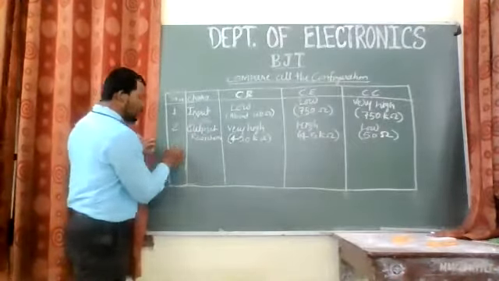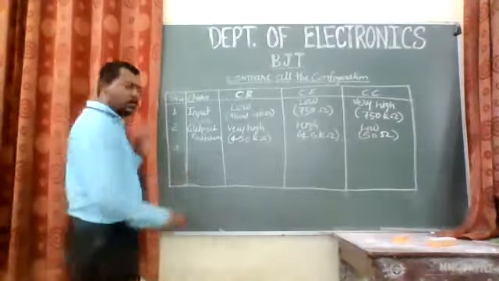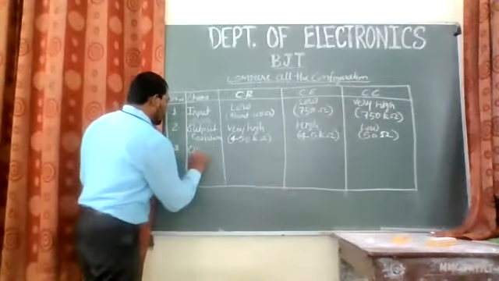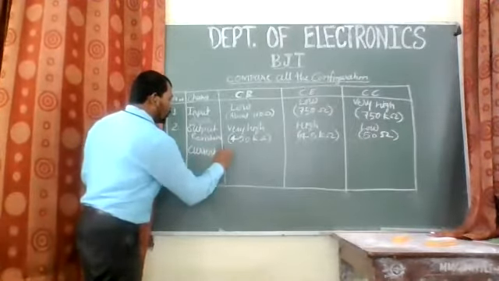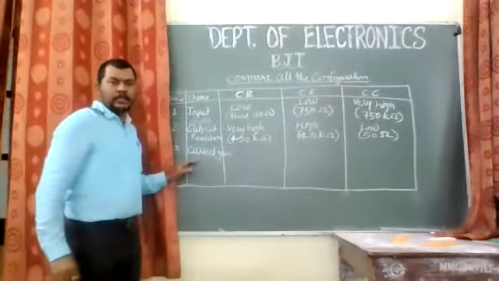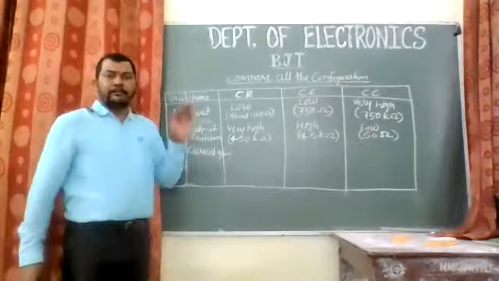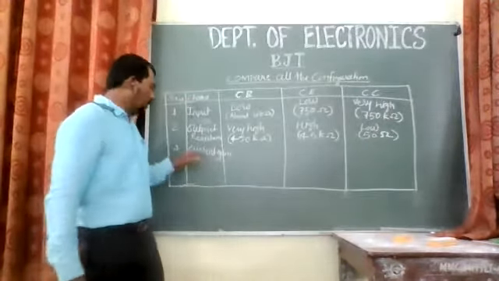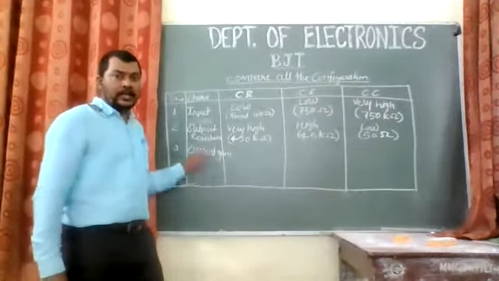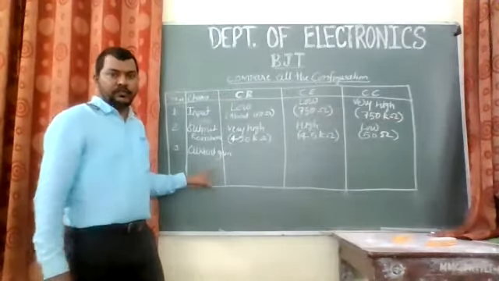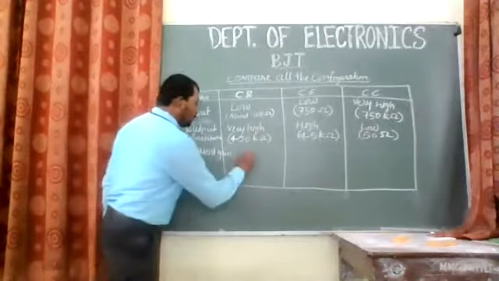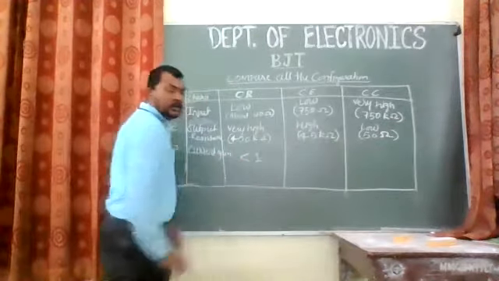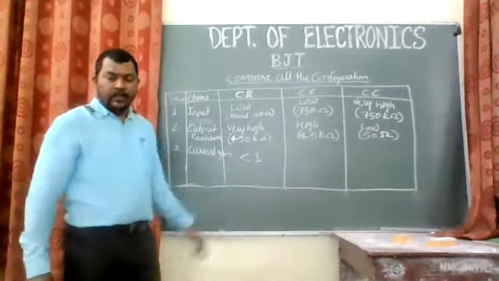Now the third one is the gain. Now which gain are we going to consider? We'll consider the current gain, right? Current gain means how much the current gets amplified. As you know, the current gain in the common base amplifier, the current amplification factor that we wrote, is less than 1. So it is less than 1, it is not equal to 1, right?